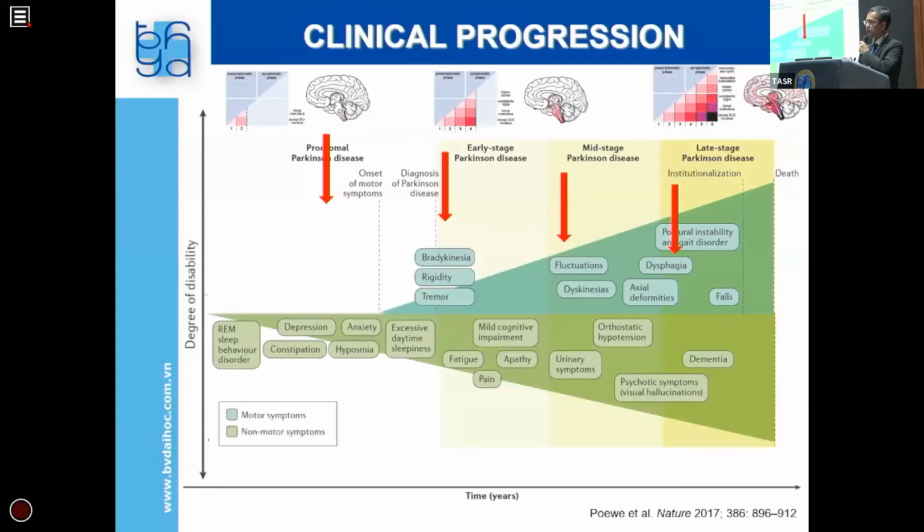And how about non-motor symptoms? In Parkinson's disease, you know, non-motor symptoms are also very important for the patient. So you can see the non-motor symptoms can appear at every time of the progression of the disease. At the prodromal stage, we can see some REM sleep behavior disorder. We can see constipation, depression, and after that, we can see autonomic dysfunction and cognitive impairment.